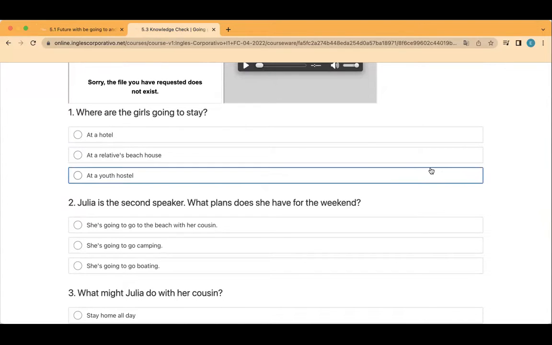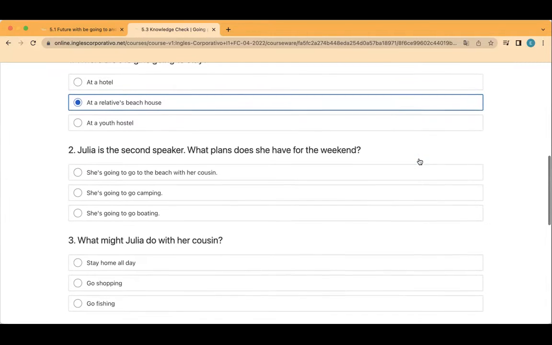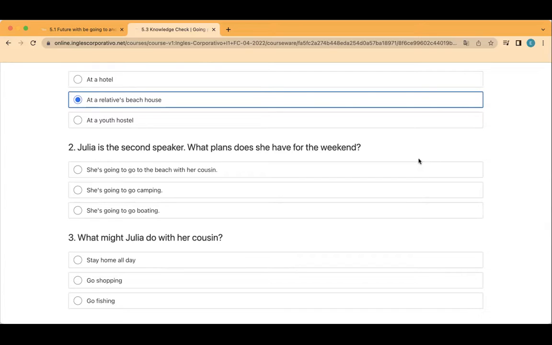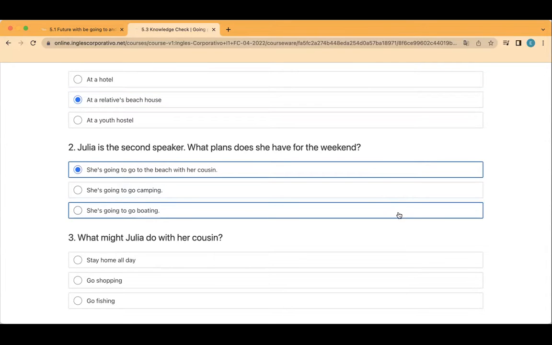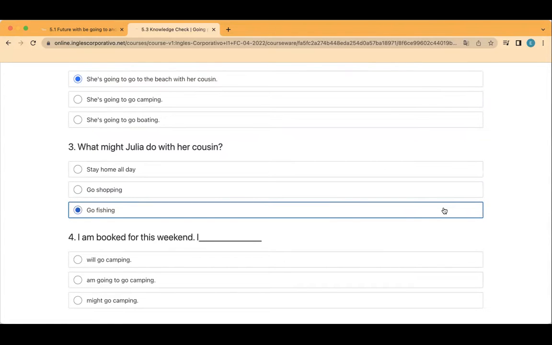At a relative's beach house. Yes, that is the pronunciation. Relatives. Very good. Relatives. Beach house. Number two. What about number two? Julia is the second speaker. What plans does she have for the weekend? She's going to go to the beach with her cousin. Okay. Good. Three, what might Julia do with her cousin? Go fishing.